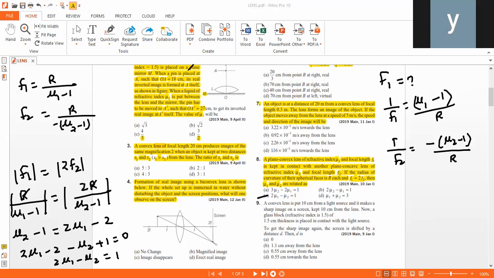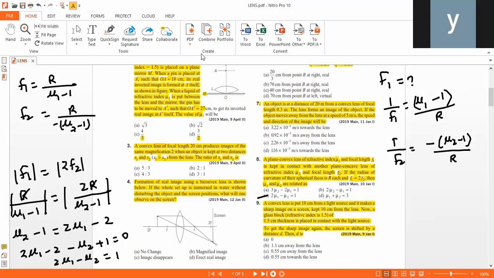Next, see ninth question. A convex lens is put 10 centimeter from a light source and it makes a sharp image on a screen kept 10 centimeters from the lens. Now a glass block of refractive index 1.5 and 1.5 centimeter thickness is placed in contact. To get a sharp image, again the screen is shifted by a distance, right?